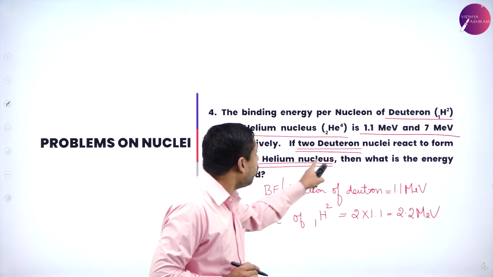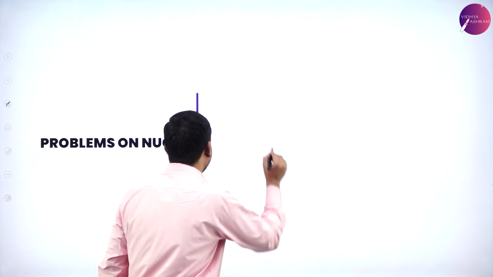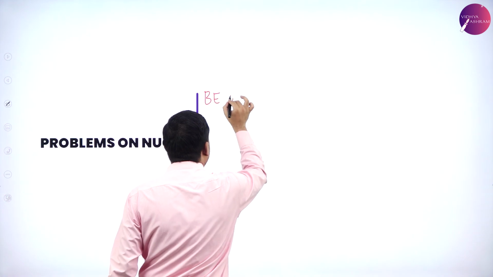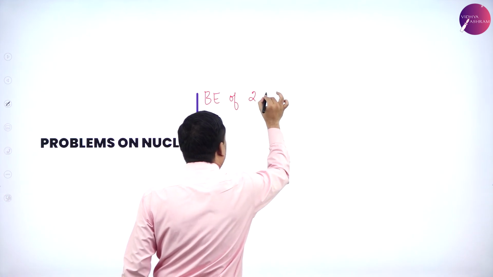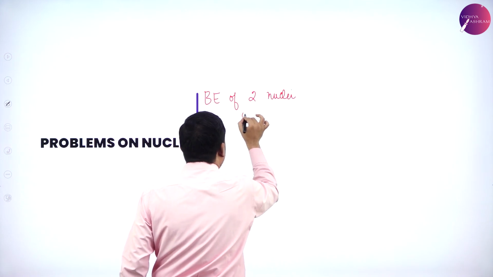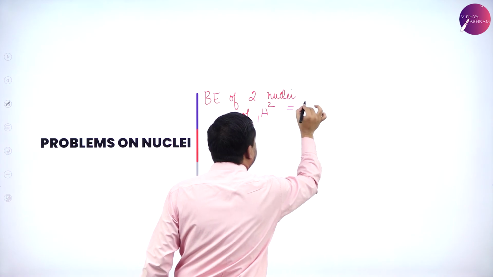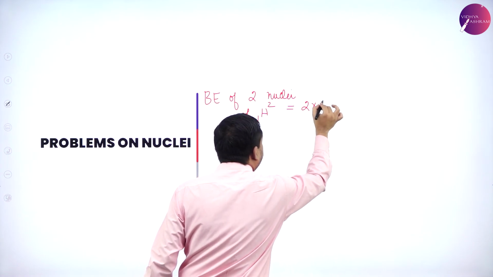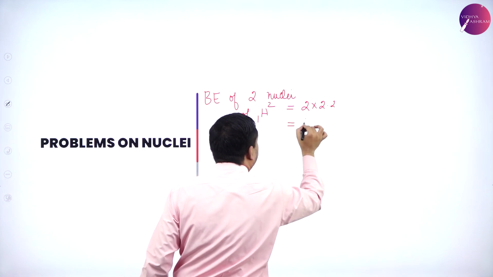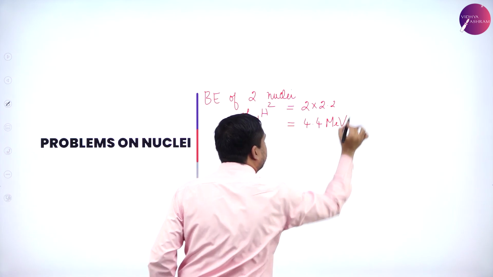But how many nuclei are forming? 2 nuclei. Therefore, binding energy of 2 nuclei of H12 is 2 into 2.2, 4.4 MeV.